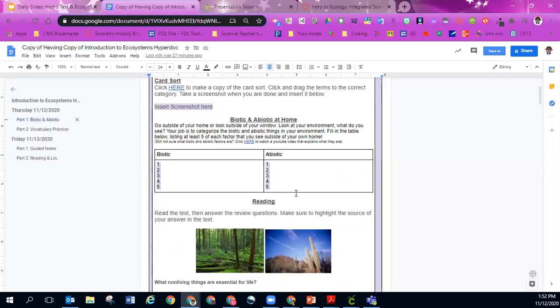Next, you are going to look around your home, or you can go around outside. You can look outside your window. I know it's a little muddy outside because it's been raining all morning, but if you want to go outside and play in a puddle, go play in a puddle. You are going to look around and see what is in your area that is considered biotic or abiotic, and you are going to just list them here.